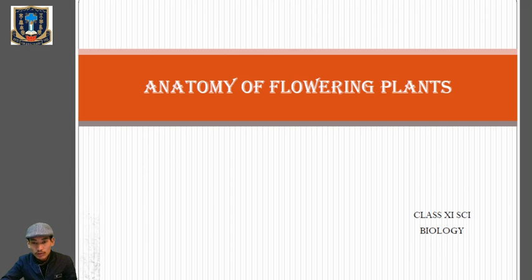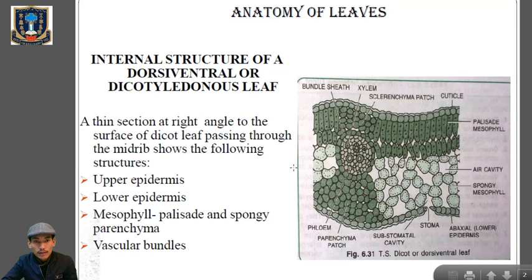So first of all, we'll begin with the internal structure of a dorsiventral or dicotyledonous leaf. Now, what does dorsiventral leaf mean? Okay, so mainly the leaves of the dicotyledonous plants are dorsiventral. That means only one side of the leaf will receive a higher amount of sunlight compared to the other side.